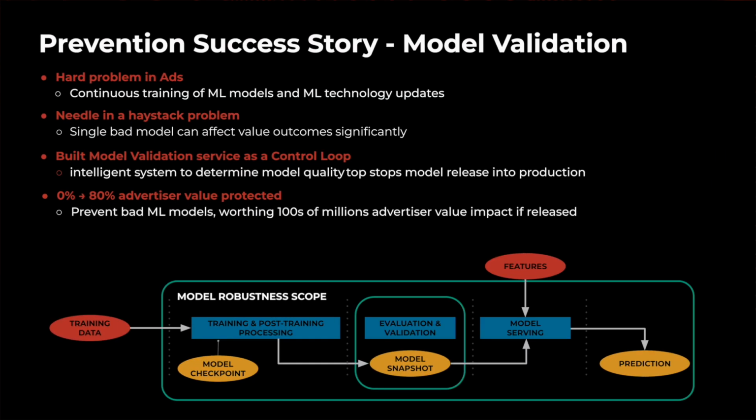To conclude this section, I will share with you a prevention success story in model validation. As I shared on the previous slide, one of the key problems within the ML reliability space is model validation, also called model snapshot validation. It's a hard problem since we roll out many ML models every day and ML technology is constantly evolving. At its most frequent cadence, models are rolling out every few minutes.